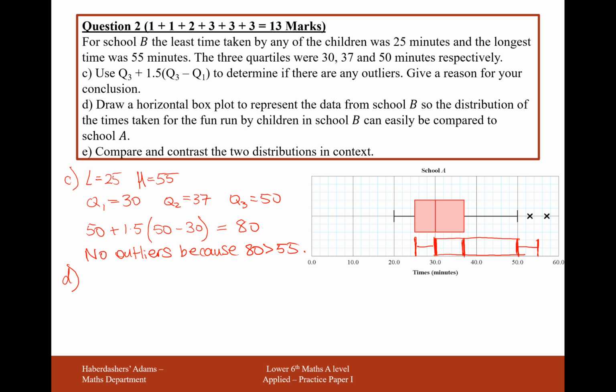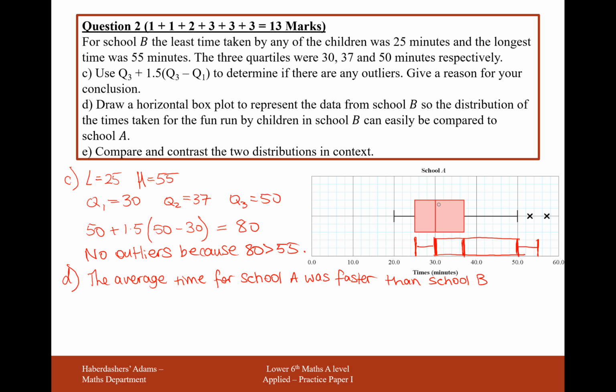Compare and contrast the two distributions in context. So when you're comparing distributions here, you need to make sure that you're comparing the average and comparing the spread of data. So for average, we're going to say the average time for school A was faster than school B.